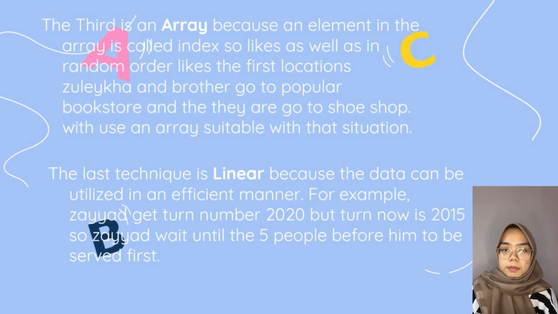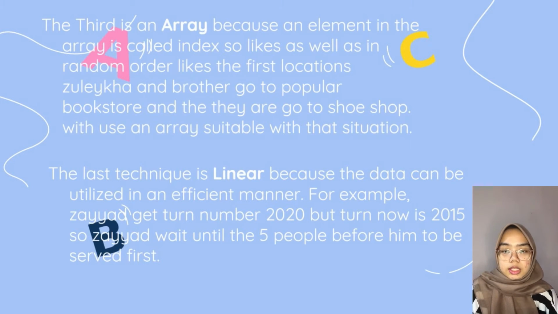For the third paragraph, we use an array because an element in the array is called an index. So, as well as in random order, like the first location, Zulaikha and her brother go to Popular Bookstore, and they go to a shoe shop. We use an array, suitable for that situation.